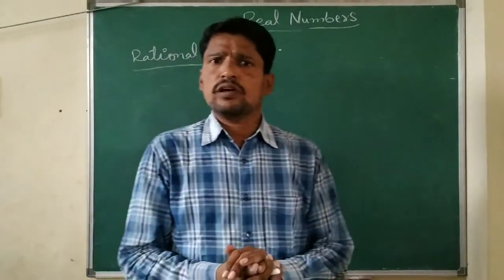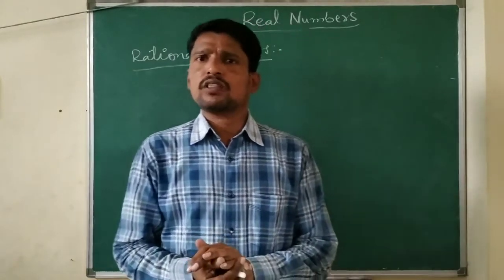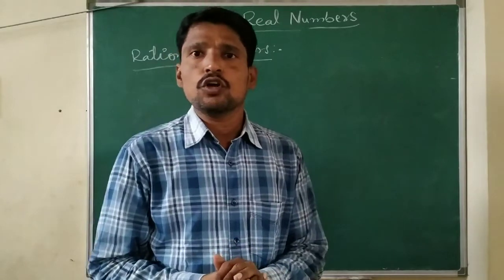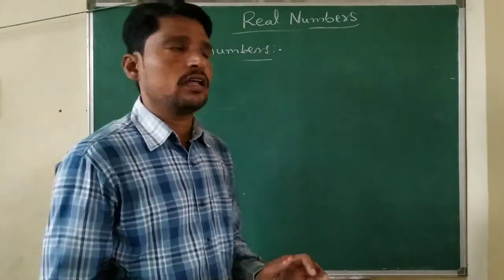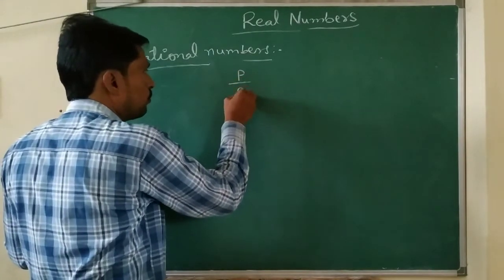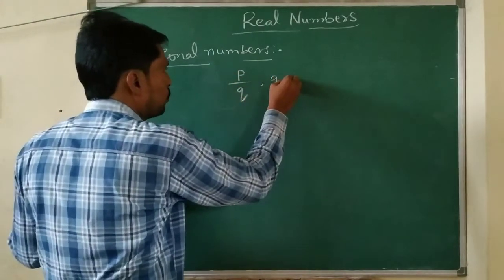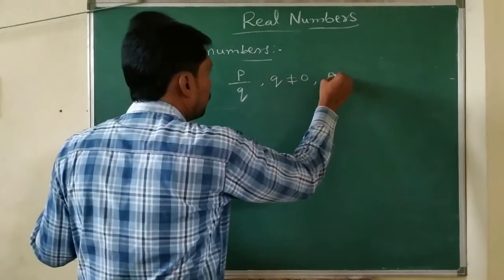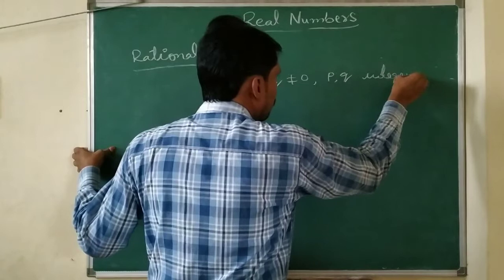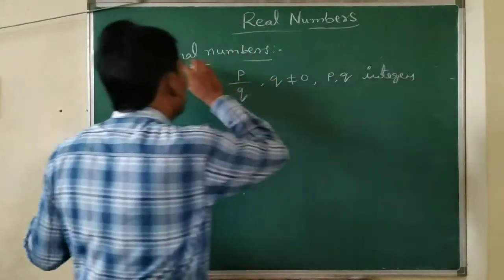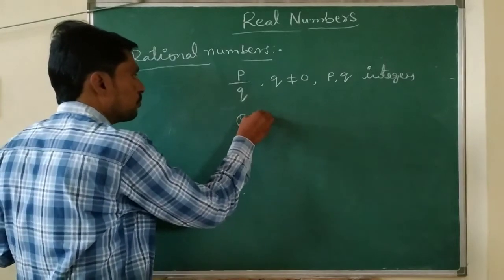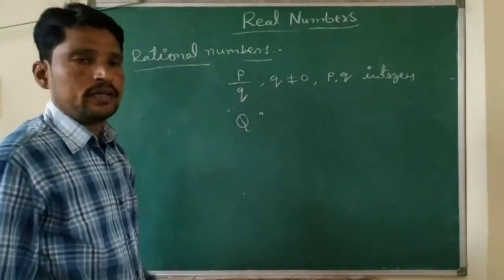What are rational numbers? The numbers which we can write in the form of p by q, q not equal to 0, where p and q are integers, are called rational numbers. It is denoted by Q.